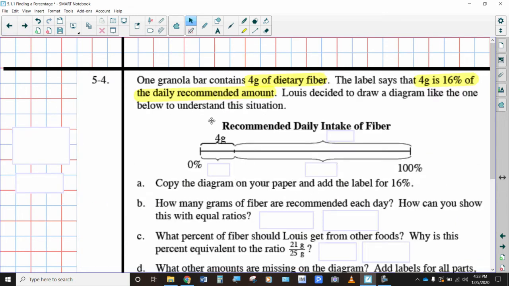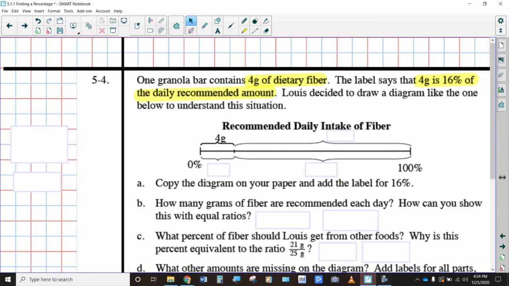All right, let's move on to a different type of food. One granola bar contains 4 grams of dietary fiber. The label says 4 grams is equivalent to 16% of the daily recommended amount. Lewis decides to draw a diagram like the one below to understand this situation. So let's start by having you copy down this diagram, and I'm going to pause for just a second to let you do that. We'll work through each one of these questions below.